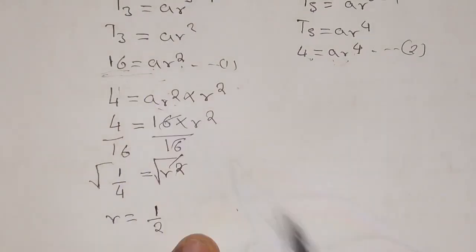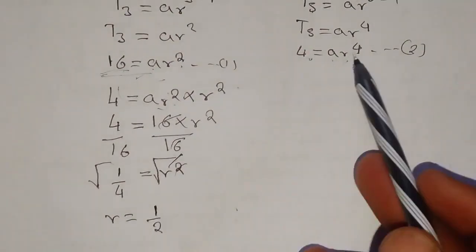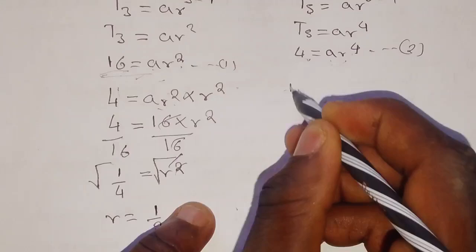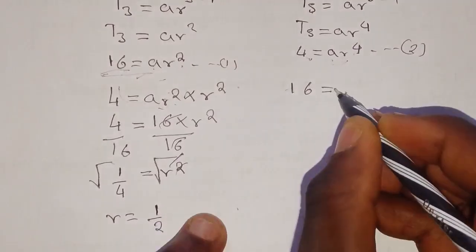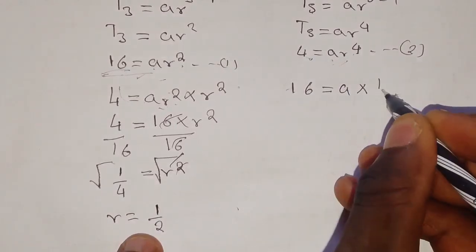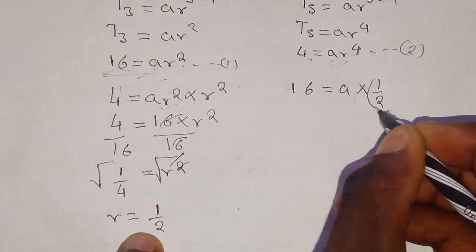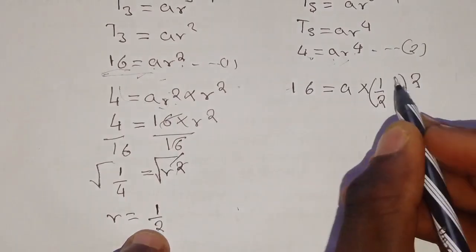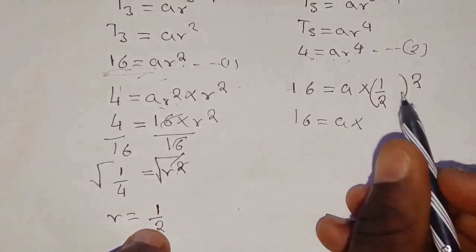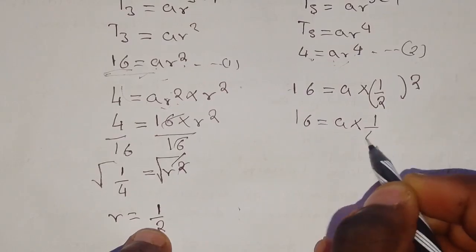Okay, so let's use this one, because this looks simpler compared to this, because this has a power of 4, this has squared. So I'm going to have 16 is equals to a multiplied by, where there is r, we replace with 1 over 2. So remember, this is squared. So we're going to have 16 is equals to a multiplied by 1 over 2 squared. It's 1 over 4.